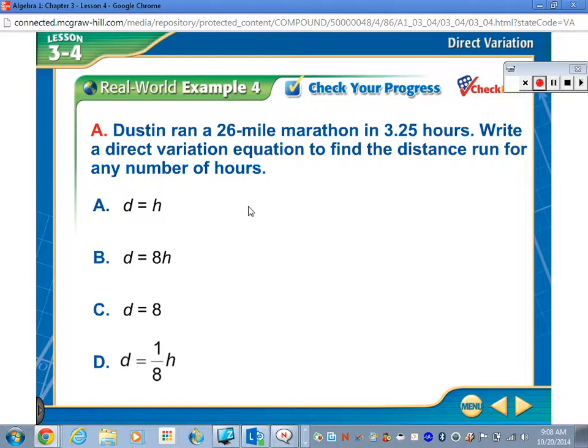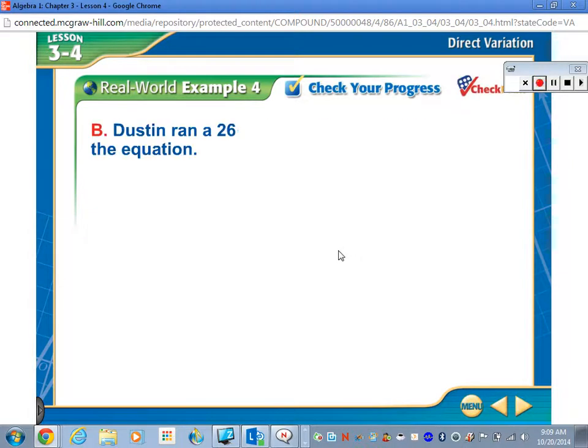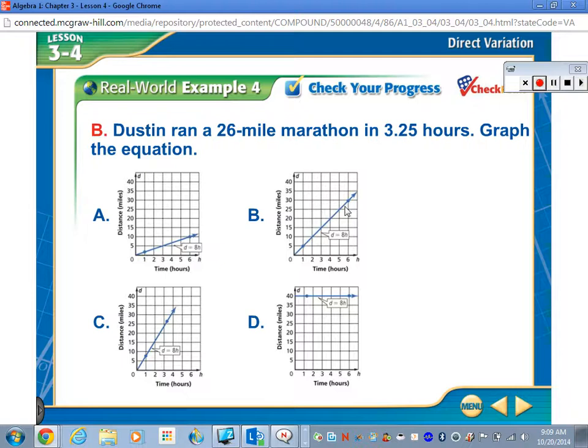So here you want to write the equation. And so again, still using the formula D equals R times T. They're just using H for hours instead of T for time, okay? So you write your equation. You're basically going to do 26 divided by 3.25, and you'll find that R is 8, okay? So then once you find that using D equals 8H, now what's the graph look like? So you know it's not D. Okay, so you need to go, if it's 8, it means you need to go up 8 and to the right 1.